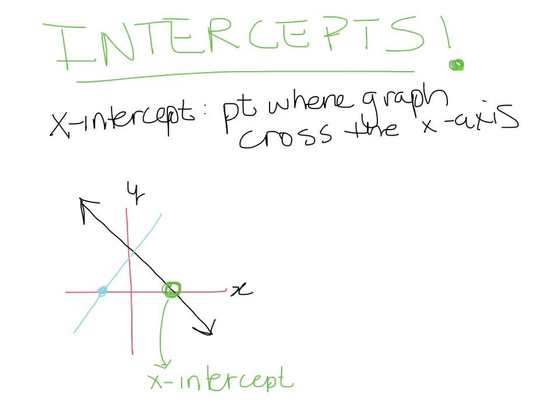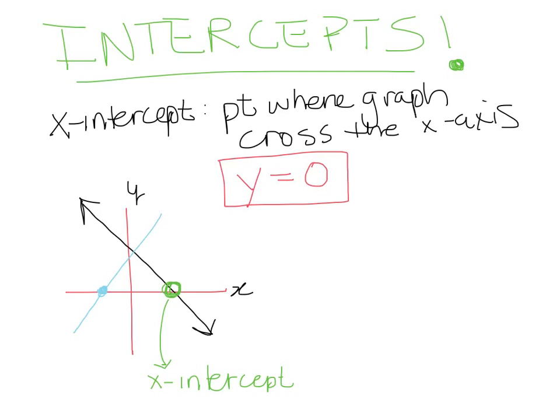What do they have in common? They have in common that the y value is equal to 0. Okay? So for both of those x-intercepts and for any x-intercept, kind of a definition, y is equal to 0. Okay? So that's really awesome.